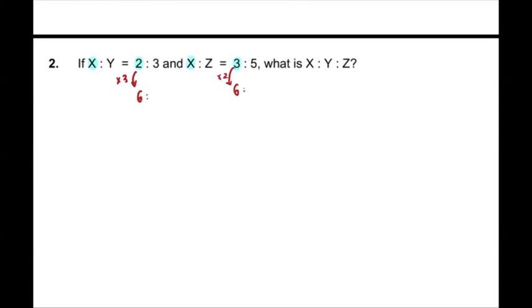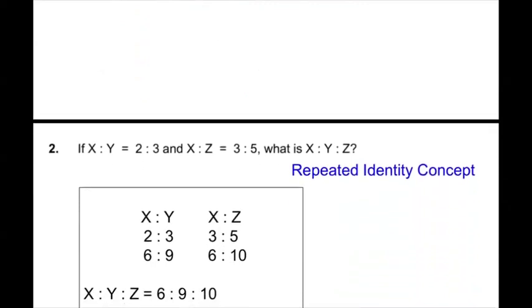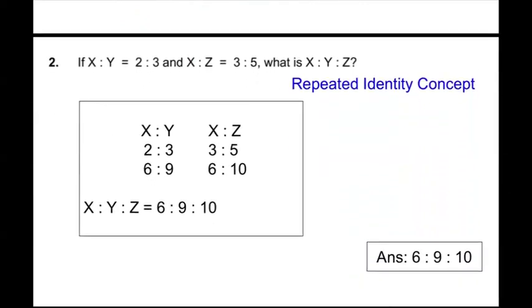So when you compare x is to y, you multiply it by 3. You will also need to do the same for 3. So 3 times 3 gives you 9. And when it comes to x is to z, you multiply it by 2. You will need to do the same to 5. So this is what you will get. 2 is to 3, you multiply it by 3, and your new ratio will be 6 is to 9. Now 3 is to 5, you multiply it by 2. Therefore, your new ratio would be 6 is to 10.